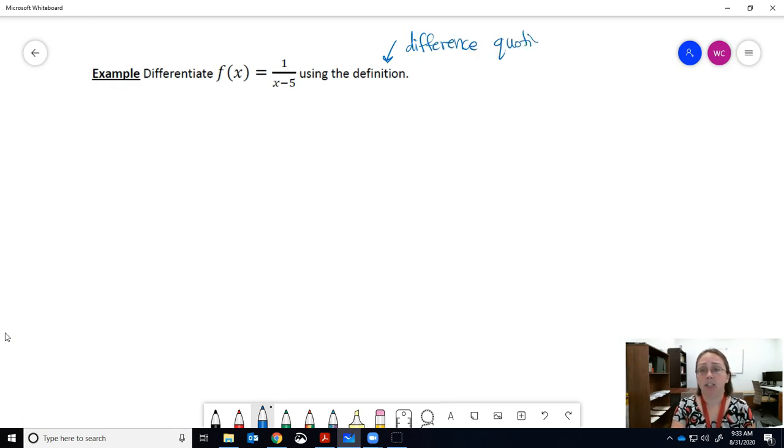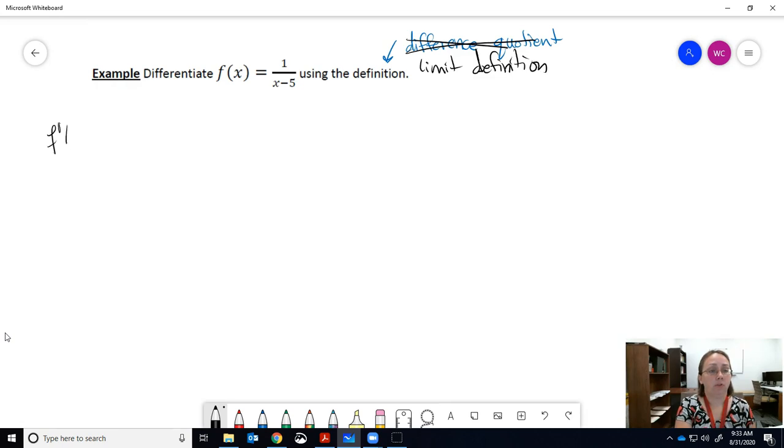So if you're taking calculus this semester and you've seen this before, remember, you can't just give me the derivative, especially on a limit test. You have to use the limit definition to find the derivative. So let me do another one.